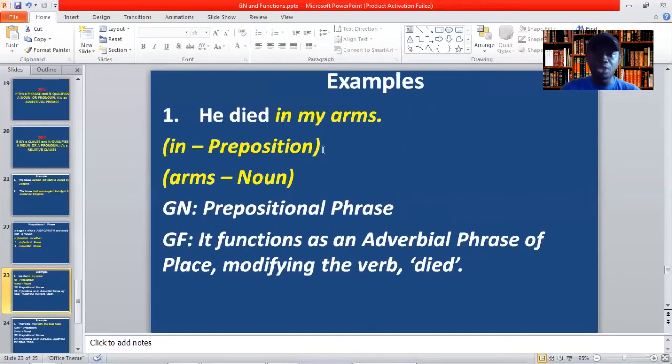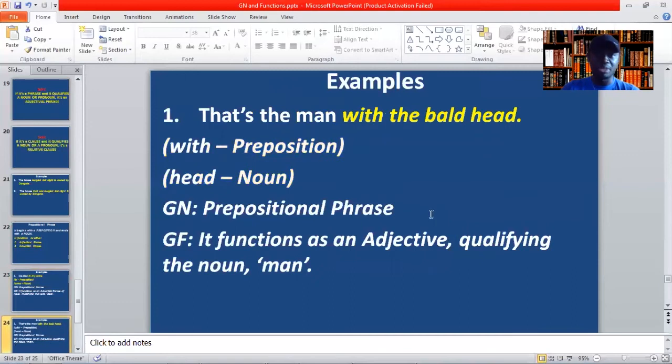What is the function? He died in my arms. It gives you more information about the verb died. It modifies the verb. Now here, it functions as an adverbial phrase of place, modifying the verb died. Let's look at some examples.